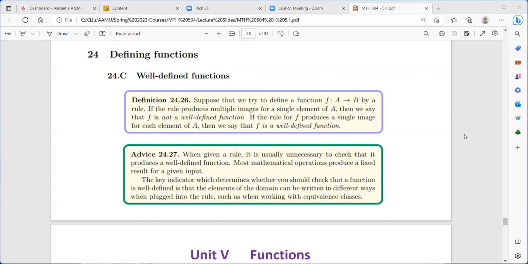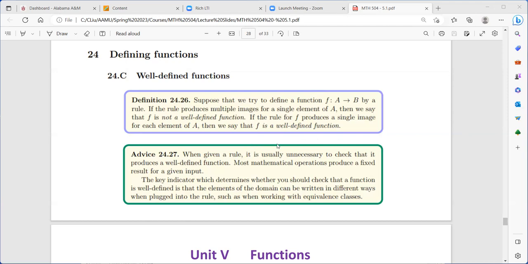So that's a typical piecewise defined function, but we have some other situations that we have to deal with piecewise defined functions. And sometimes it will be a little tedious to deal with piecewise defined functions. And then we talk about well-defined functions.